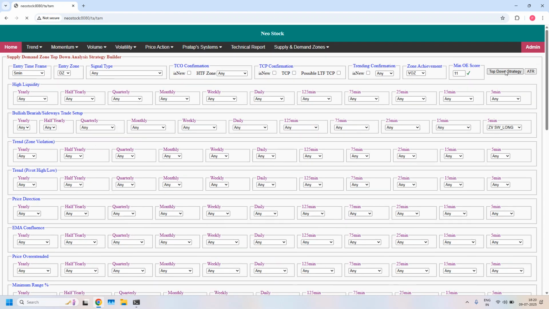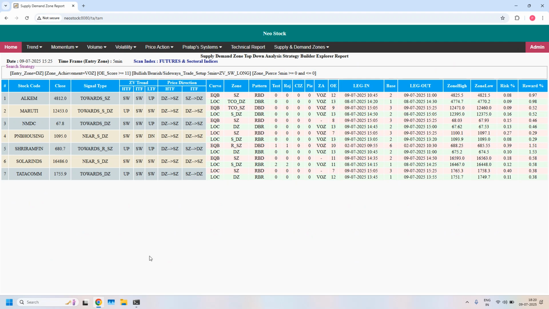With these filters, we got 7 stocks. In all the 7 stocks, they are supporting the sideways long trade setup for hourly income trade. Entry time frame zones are 5 minutes demand zones.